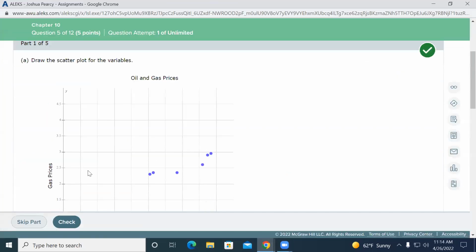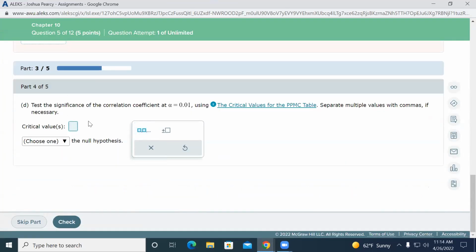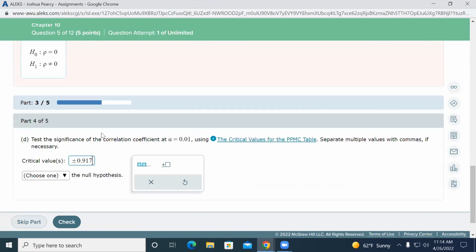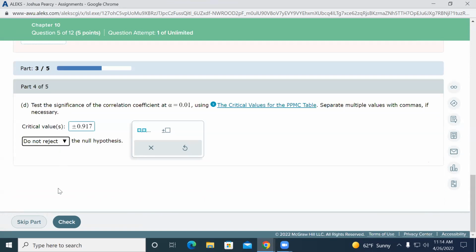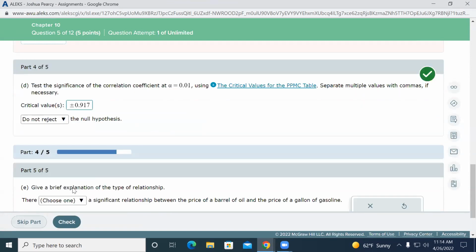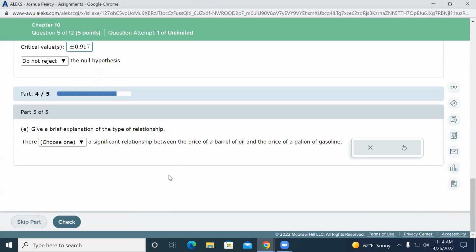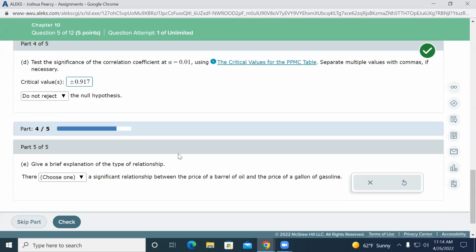Be careful because Alex wants the plus or minus of this, so just do plus or minus 0.917. Then you look at whether the correlation coefficient you got is between negative 0.917 and positive 0.917. If it is, you fail to reject. If it does not, you reject. So r of 0.791 is in between these two, so you do not reject. Then it'll ask for a brief explanation. It says there is or is not a significant linear relationship. Since you did not reject, what is it? Yeah, it is not.